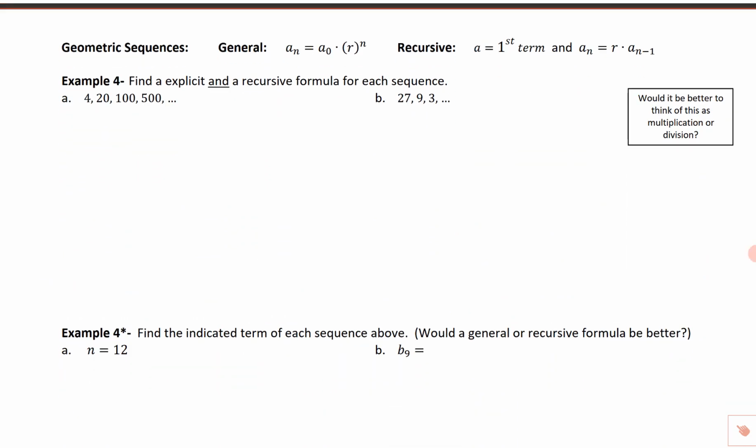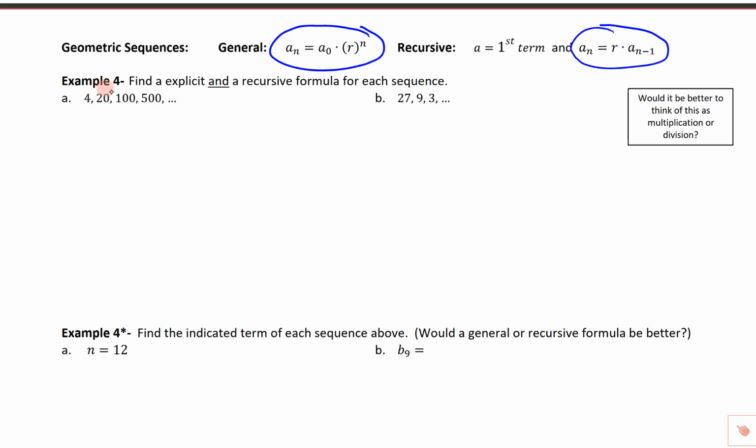Okay, so let's look at a few examples now. They're giving us the pattern, and then we need to come up with an explicit and recursive formula for each sequence. So at the top we have our general and we have our recursive right here. So this one, they don't give us r, so I need to figure that out. What am I multiplying by?